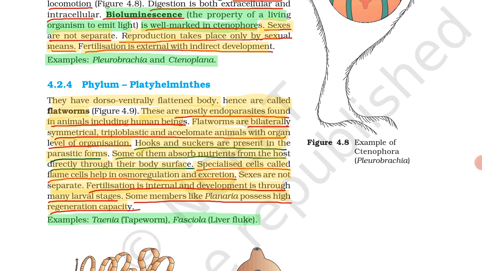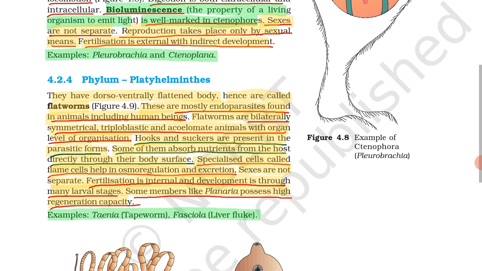Hooks and suckers are present in parasitic forms. They absorb nutrients from the food directly through their body surface. Specialized cells called flame cells help in osmoregulation and excretion. Question may ask from here. Sexes are not separate, what does that mean? They are hermaphrodite. Fertilization is internal and development is through many larval stages. Members like Planaria exhibit high regeneration capacity.